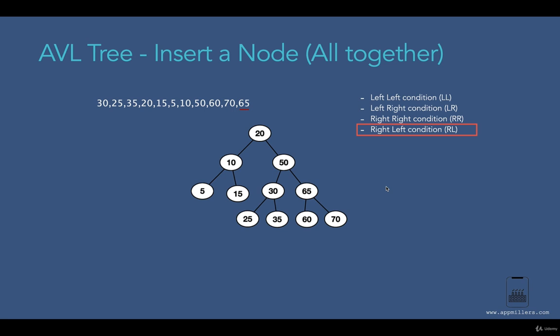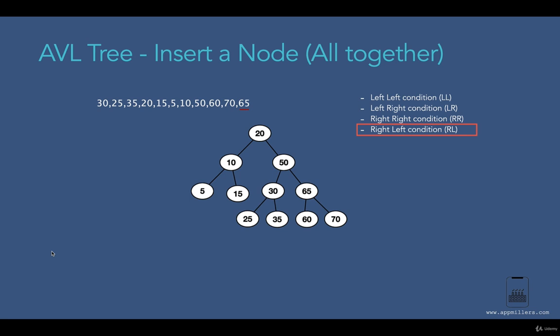Now after doing so we have successfully inserted this 65 over here, and it caused a disbalanced node, and we have made it a balanced node. So after doing so, we can easily see that this tree over here conforms with the properties of the AVL tree.